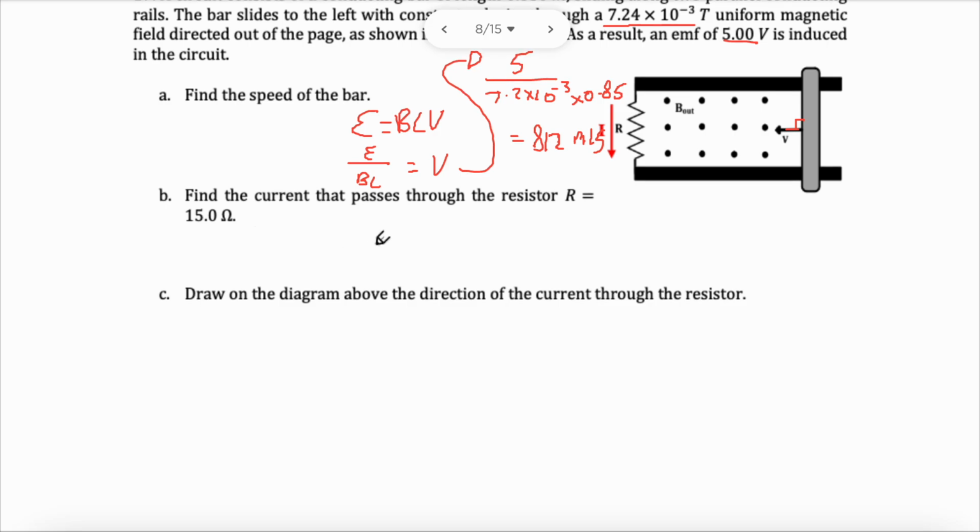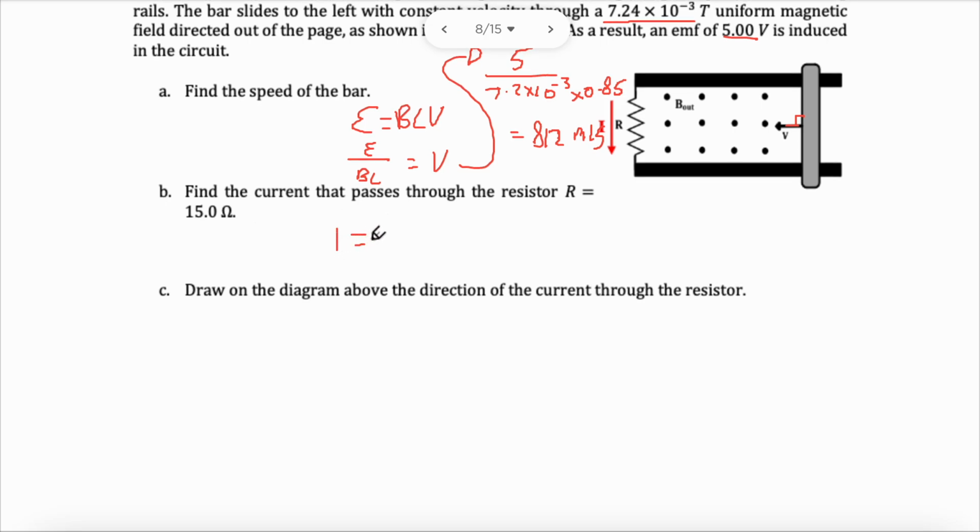Find the current passing through the resistor. That's just Ohm's law. I equals EMF over R. It's the voltage, which is normally a V, but because we have a small v for speed, I don't want to confuse you, or they don't want to confuse you either. That's why we're using EMF instead. It's basically Ohm's law. We have 5 divided by the resistance of 15. 5 over 15, as you might know if you're a math wizard, that will be 0.33. It's a third. 0.33 amps.